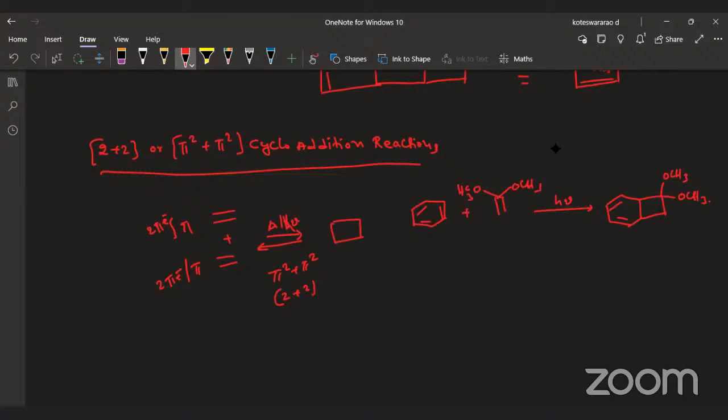Similarly, you take propionitrile, sorry, with this vinyl cyanide, then simply an addition reaction. It leads to the formation of an adduct with a cyclobutane derivative.